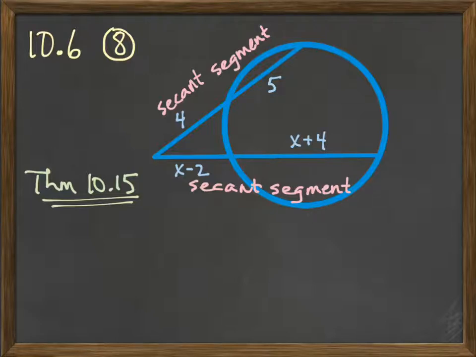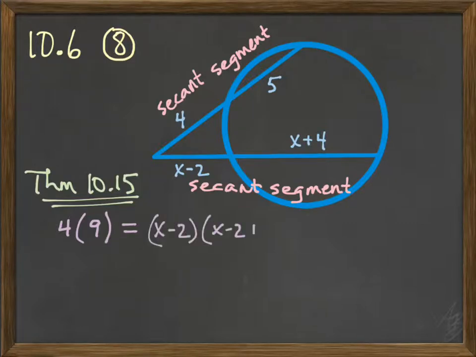external segment times the secant segment is going to equal the external segment times the secant segment for the other one. So what we can do here is set up an equation looking at the first secant segment, the secant segment right here. The external segment is 4, and the entire secant segment is going to be the whole thing, which would be 4 plus 5, or 9 as I have here. And for the other one, the external segment is going to be x minus 2, and the whole thing added together would be x minus 2 plus x plus 4.